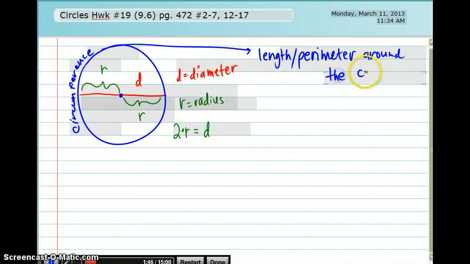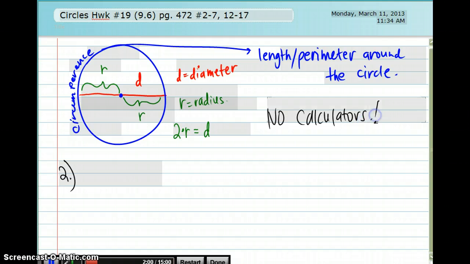the circle. Okay, so today for your homework, we're going to start with number 2. Each of the questions tonight, 12 of them, you are going to be calculating the circumference. Please no calculators when you do your homework tonight. I will be looking for that. So I will be looking that you are multiplying your decimals, especially I should be able to see 3.14 multiplied, because you will be using pi.